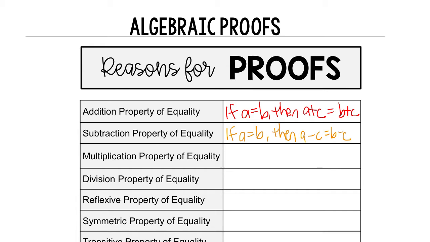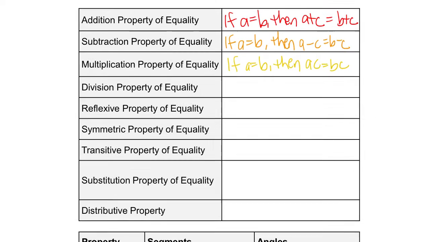The multiplication property of equality, also very similar. If A equals B, then A times C equals B times C. Again, if A and B are equal to each other, then you multiply them by the same thing and they continue to be equal.